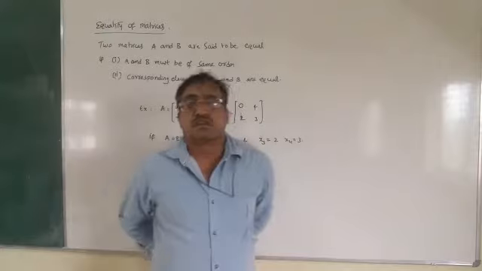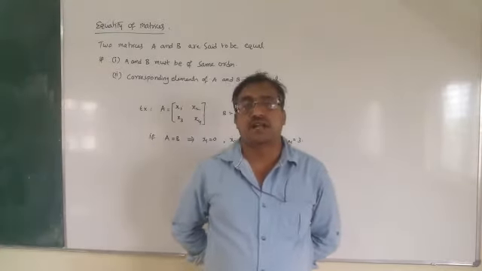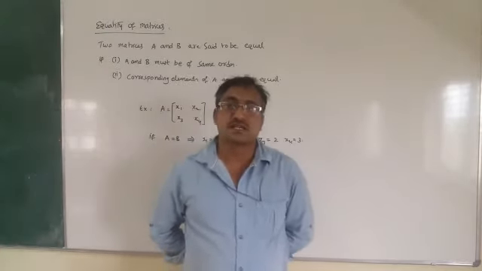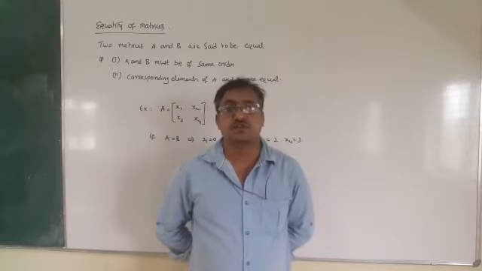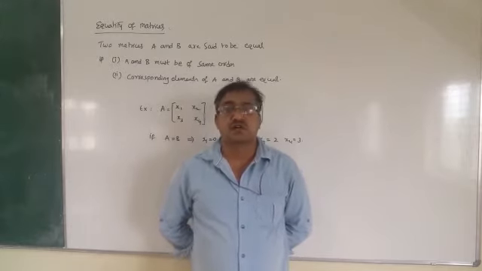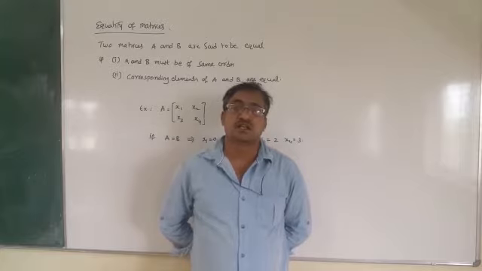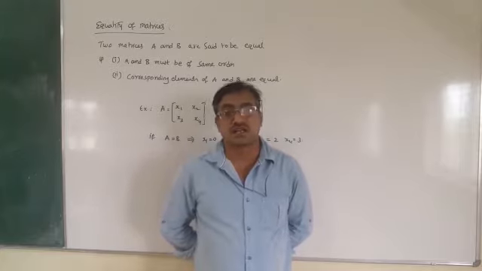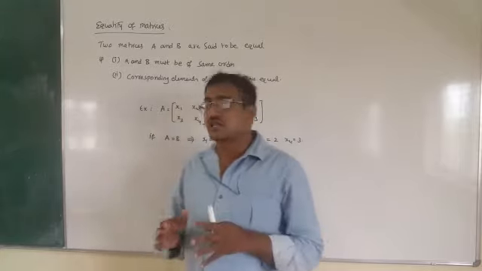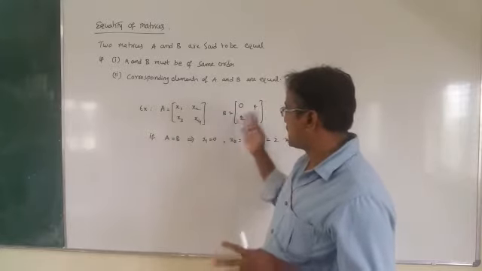The next concept is equality of matrices. Two matrices A and B are said to be equal if they have the same order and their corresponding elements are equal. Now here you can see two matrices A and B.